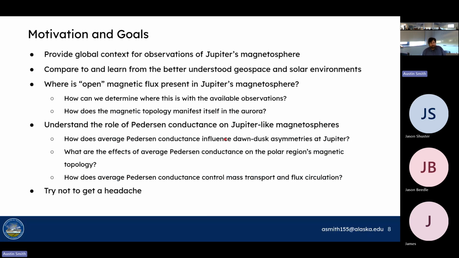And another goal for this talk is to try not to get a headache, because some of these things are flying all around the Jupiter system, and it can get a little confusing sometimes. I get confused all the time. So try not to get a headache.